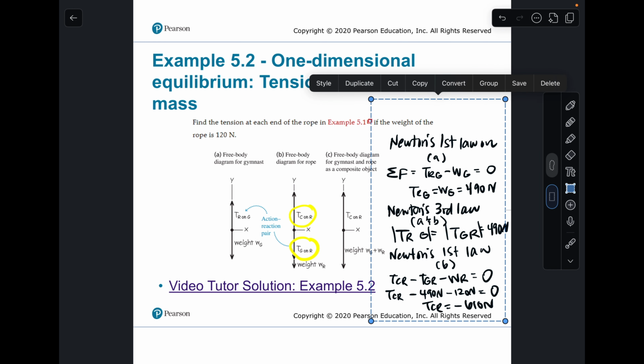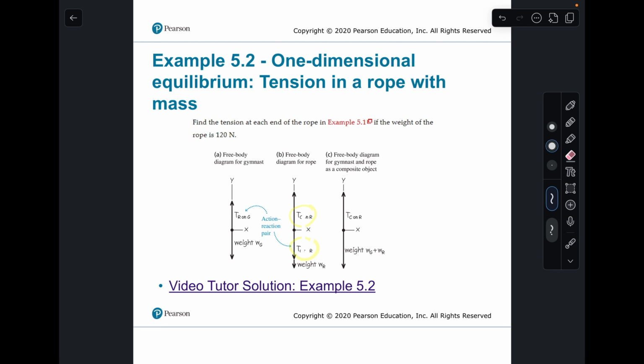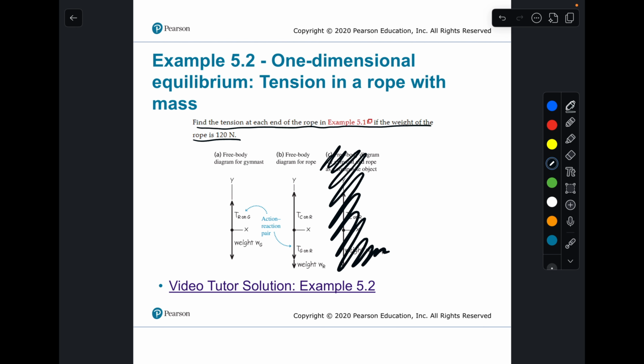Let's add some mass to the rope and see how that changes. And I want you to pay attention to the procedure that we're doing here, okay? So we need to find the tension at each end of the rope in that example if the weight of the rope is now included, and it's 120 newtons. So what we need to do is draw a free body diagram for the rope and the gymnast like we did before. But now the free body diagram for the rope is going to have an additional vector. I'm going to erase this one for now.